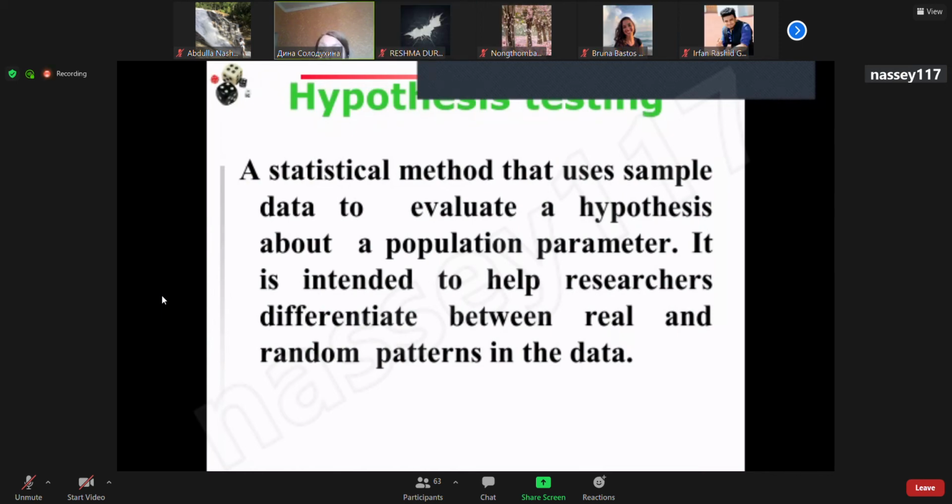If our hypothesis is wrong and hypothesis testing shows that it is wrong, it means that the pattern in our data is different from what we expect. And then we must reject this hypothesis.